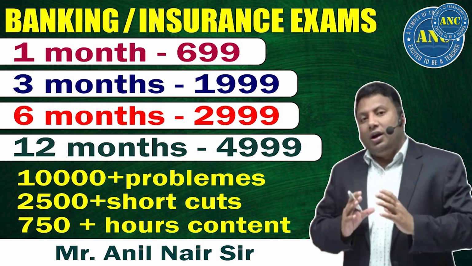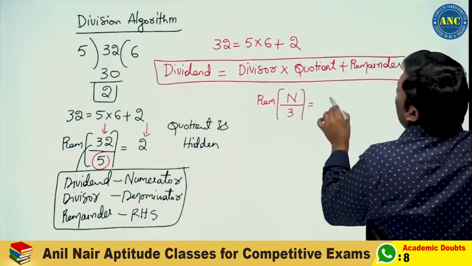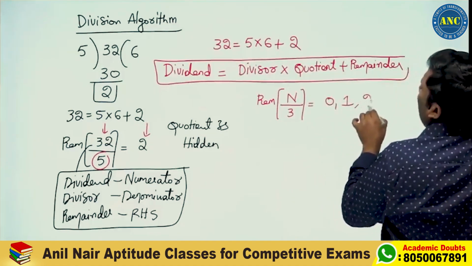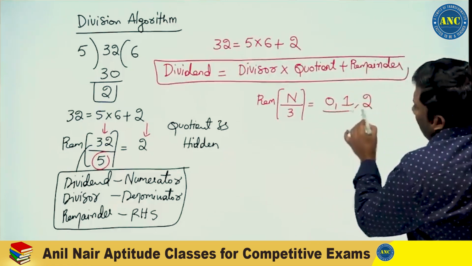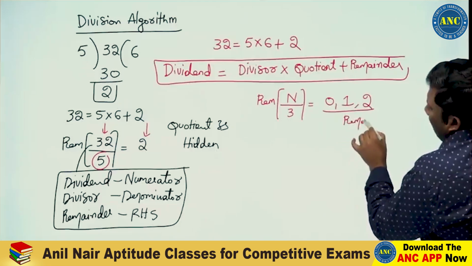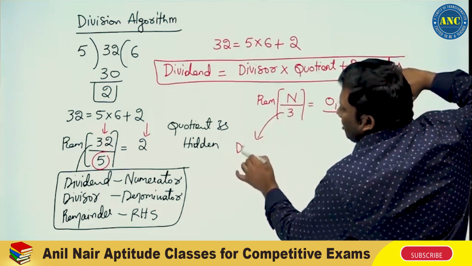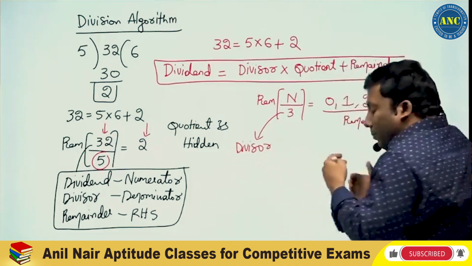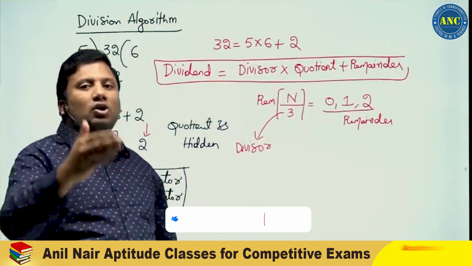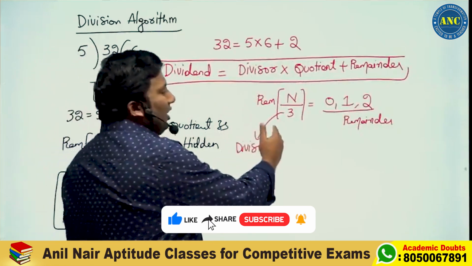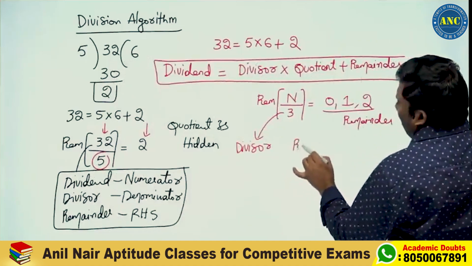Suppose I divide a number by 3. What are all the possible remainders? Perfectly divisible, or it gives a remainder 1, or it gives a remainder 2. Right hand side, whatever I write, is called the remainder. Whatever is in the denominator is called the divisor. When you divide a number by 5, what are all the possible remainders? 0, 1, 2, 3, 4. When you divide by 3? 0, 1, 2.